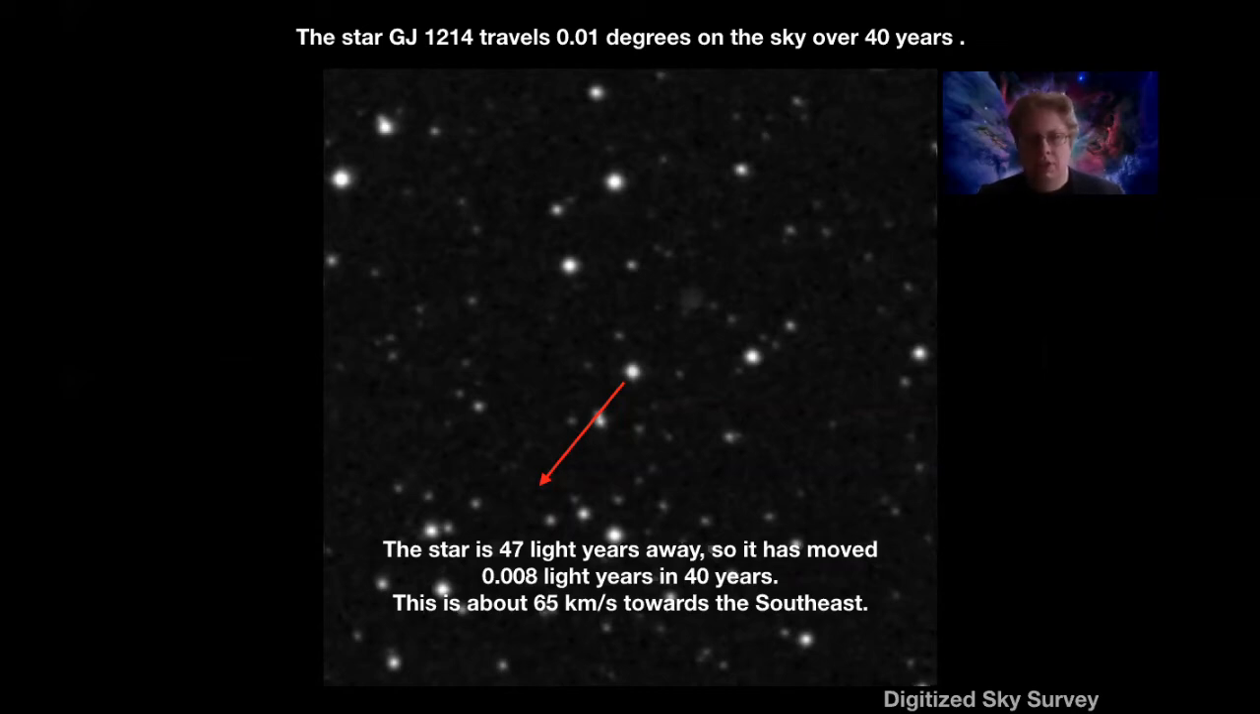And if I convert that to units that are a little bit more familiar to us, that's about 65 kilometers per second. That is really fast. For comparison, a typical speed for a car is about 65 kilometers per hour. So this star is moving about 1,000 times faster than we would drive in a car. And it's moving that direction in the southeast.